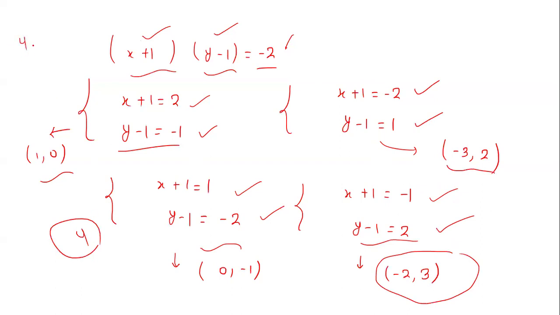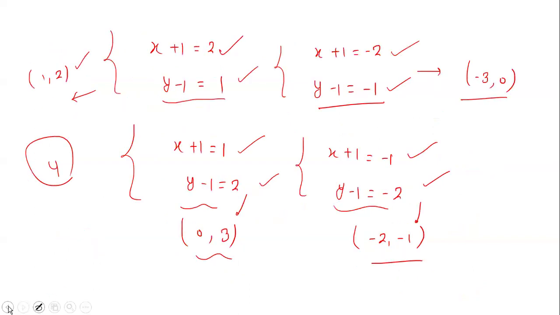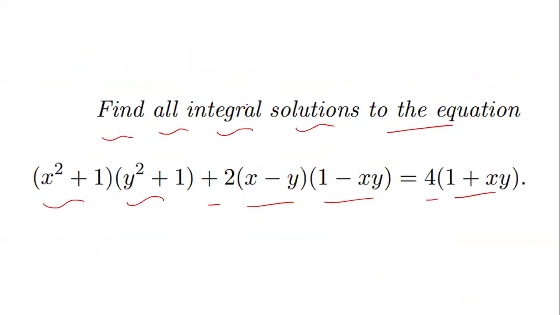From the previous calculation we get 4, and from this we get 4, so in total there are 8 solutions. In this way we can find all integral solutions of this equation. So in this way we can solve this.